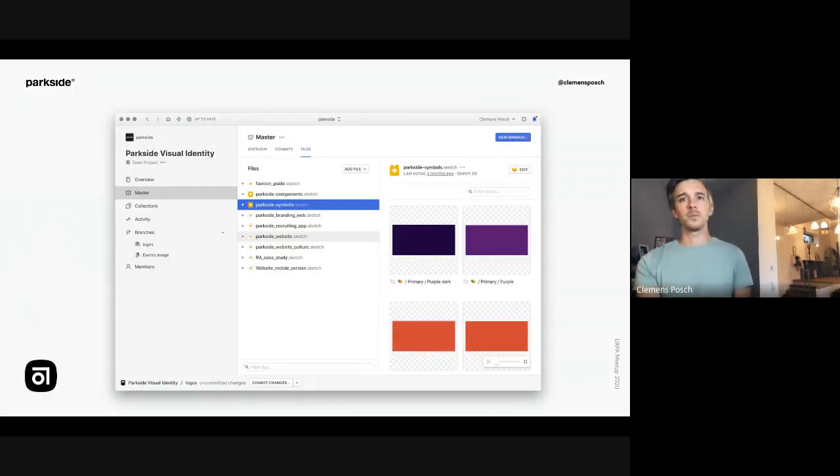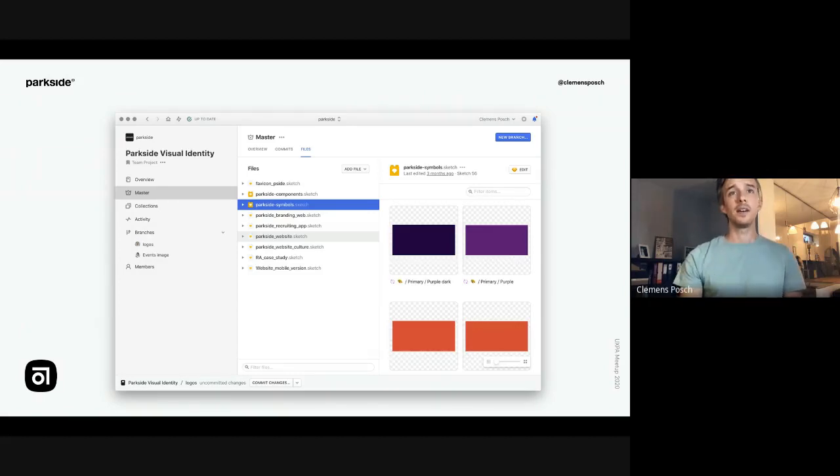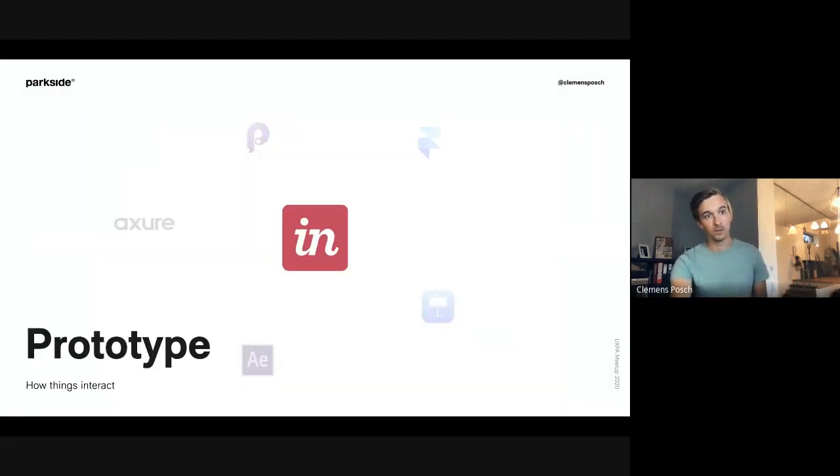And once more, this is how it looks inside of Abstract. As you can see, there are two libraries in there, a symbol library and a component library, and different pages and files we worked on, some case studies on different pages. So this is how it looks in real life. So next one is prototyping, how things interact.